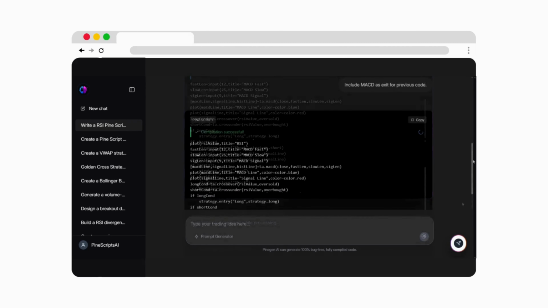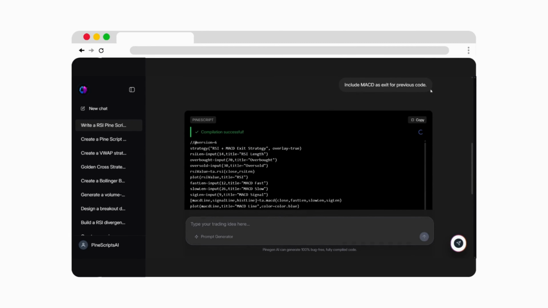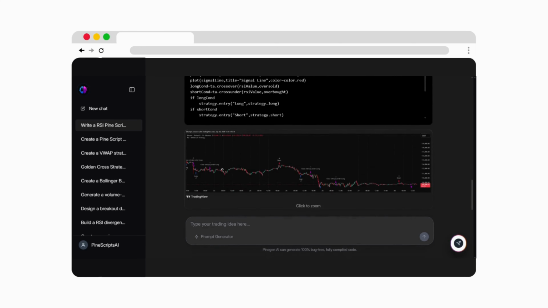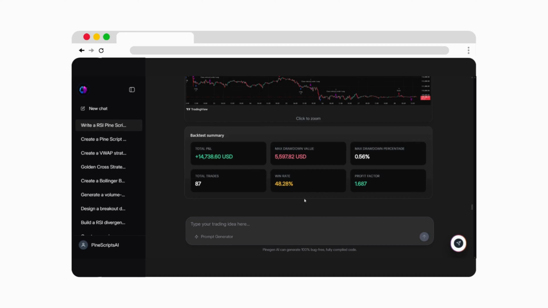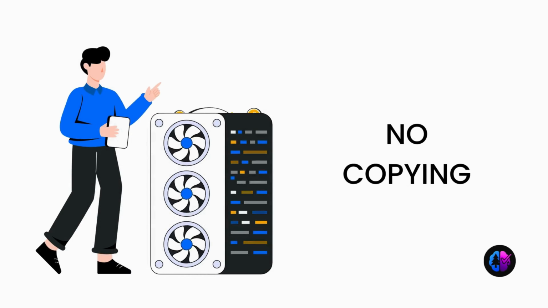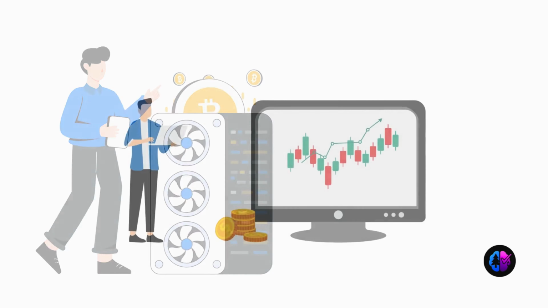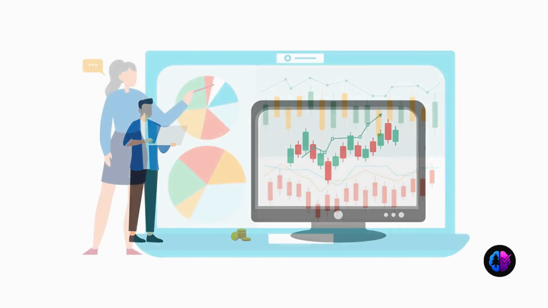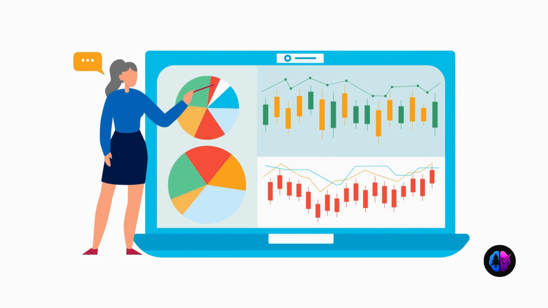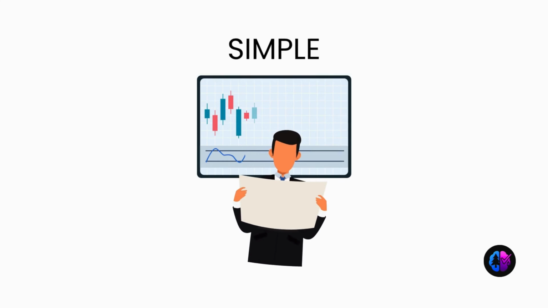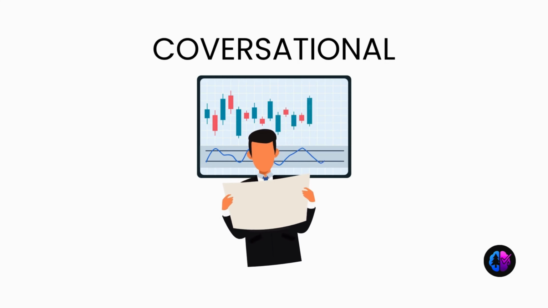Incredible. The AI took the existing RSI code and intelligently added the MACD exit logic. It maintained the RSI structure and seamlessly integrated MACD crossover exits. No copying, no pasting, no re-explaining. This is natural strategy development, building complexity step by step through simple, conversational requests.